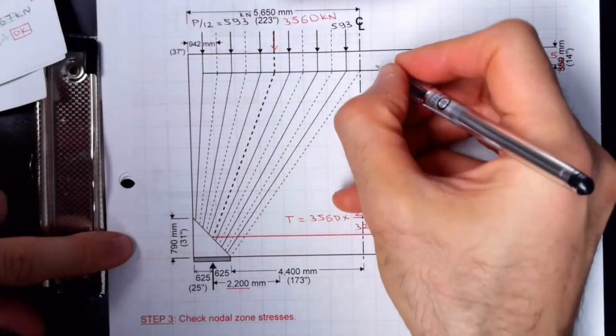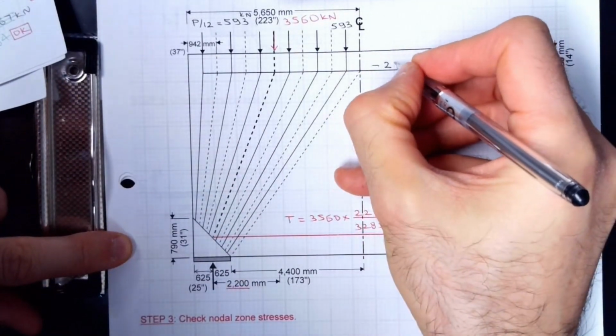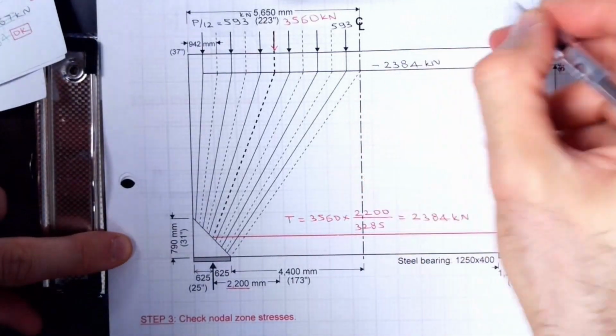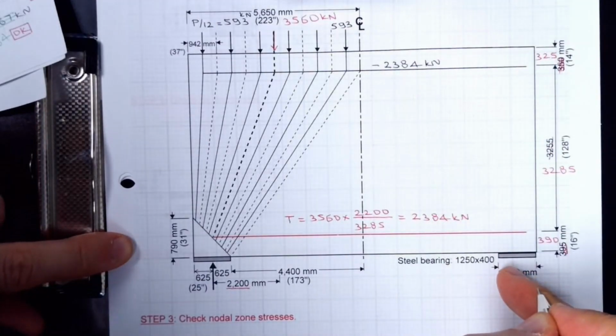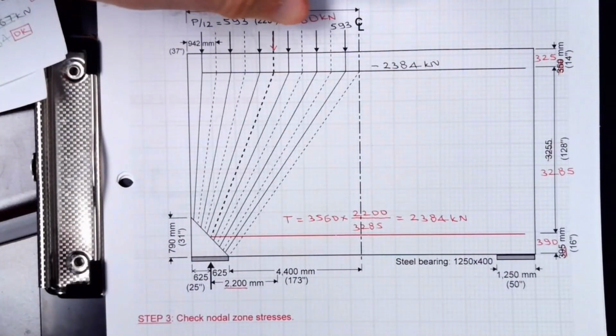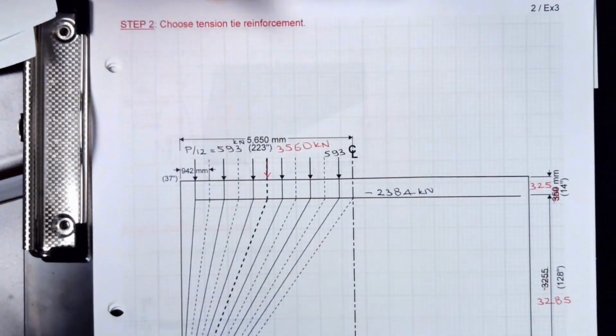But the compression at the top, the maximum compression, would be the same. It's going to be minus 2384 kilonewtons because tension equals compression. That's always the case. So this is sort of a quick model, and then I can go back to step number 2.